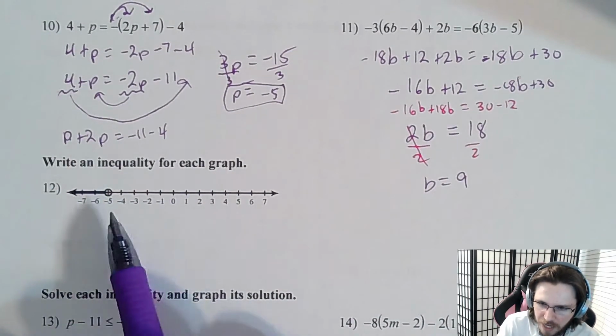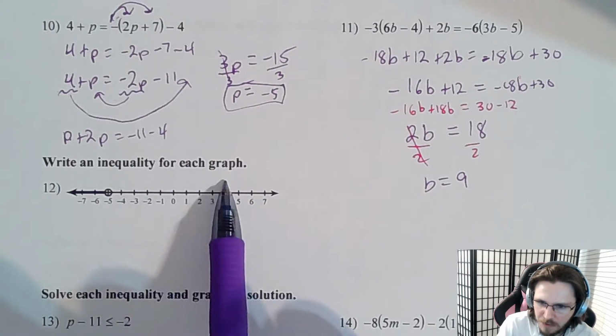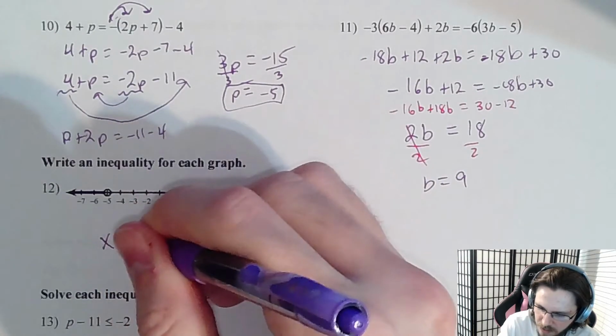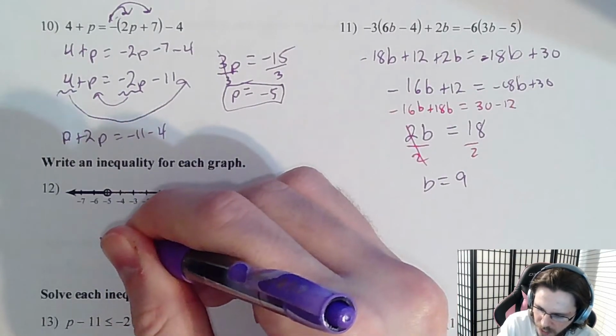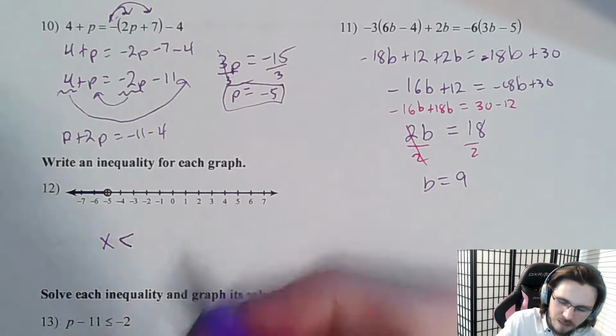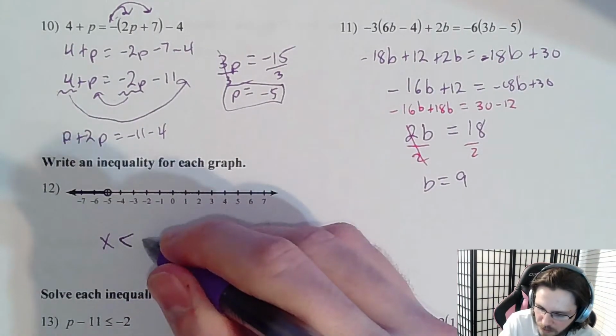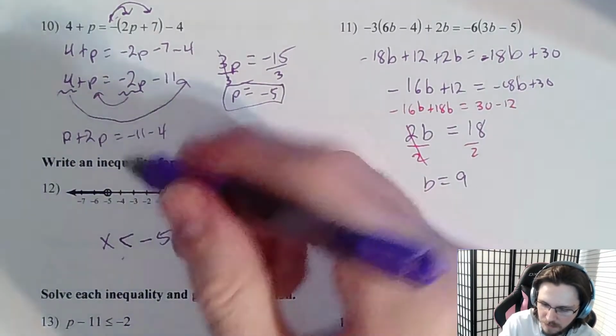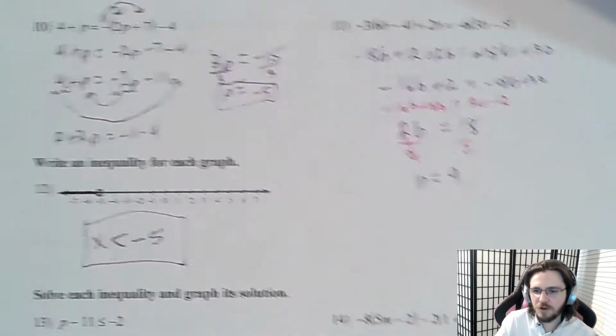All right, so that -5, writing inequality for each graph, it's at -5 and it's pointing left. So take a value x. The arrow is pointing left, so the alligator is kind of pointing off to the left there. It's less than, so it's eating the bigger number, -5. You don't include the underline sign because it's not filled in. That's all we were hoping for.